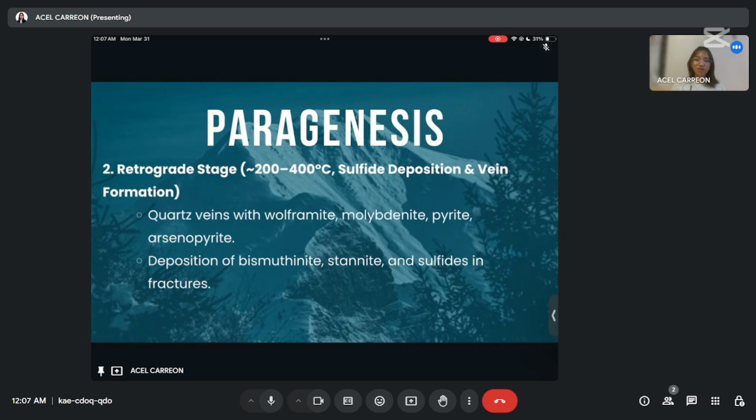The next stage of paragenesis is the retrograde stage, which occurs at approximately 200 to 400 degrees Celsius, where the deposition of sulfides and vein formation occurs. It is where quartz veins with wolframite, molybdenite, and pyrite occur, and the deposition of bismuthinite, stannite, and sulfides in fractures.